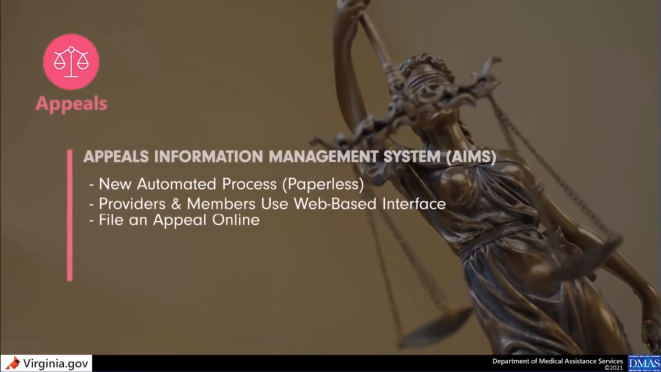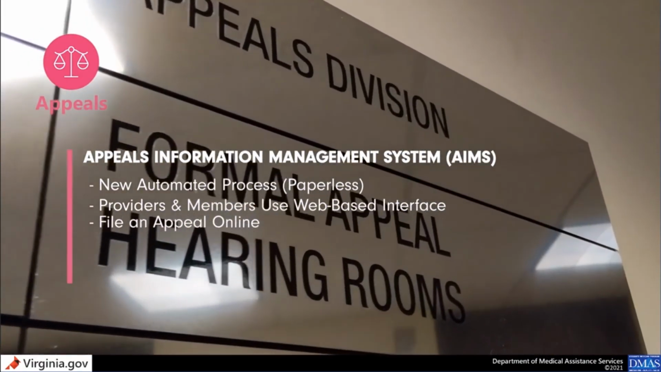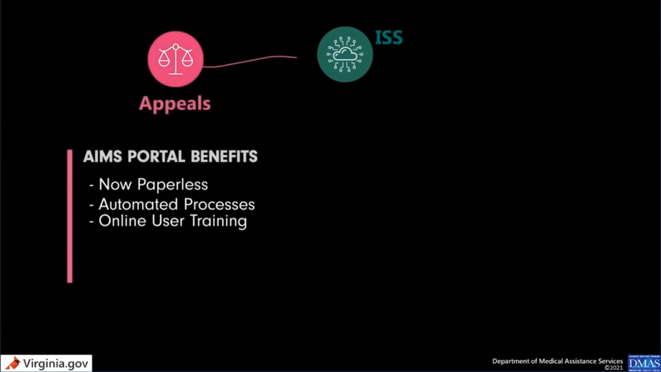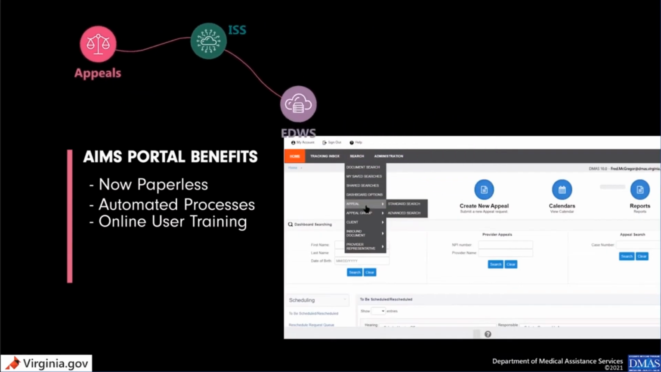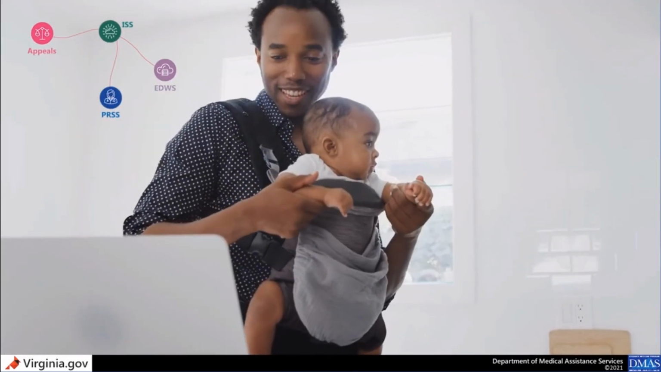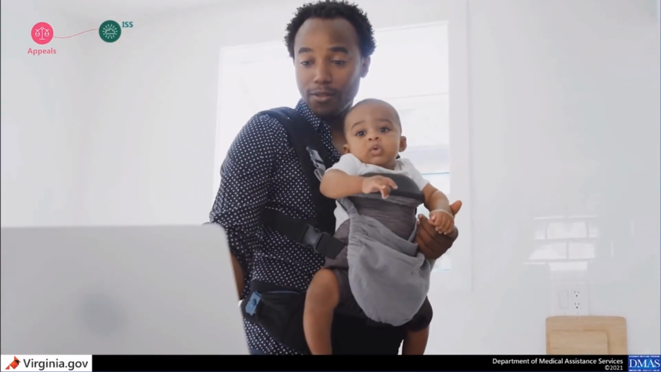The Appeals module includes a new system to automate appeals processes and make the appeals adjudication process easier and faster. The new MES Portal for Appeals replaces an antiquated system and automates many processes which were previously handled manually in a paper-based process.